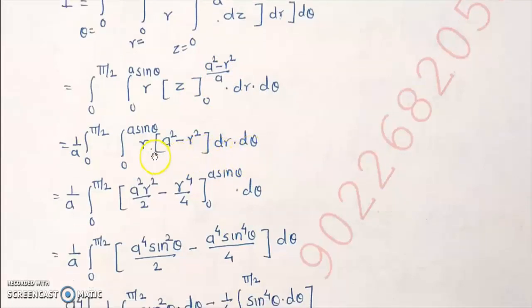Now with respect to r, if we take r inside, we get a square into r, whose integral is a square r square by 2, minus this becomes r cube, so integral is r raised to 4 by 4 from 0 to a sine theta.